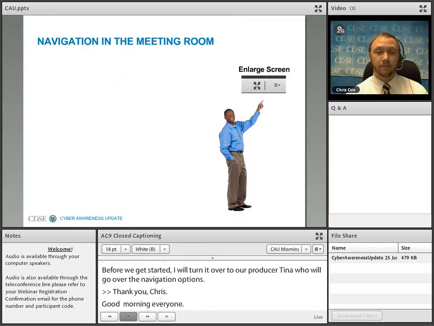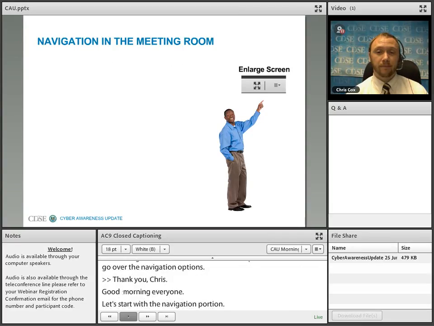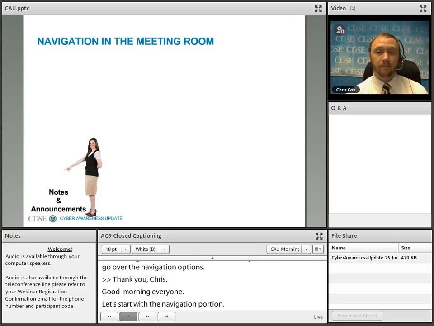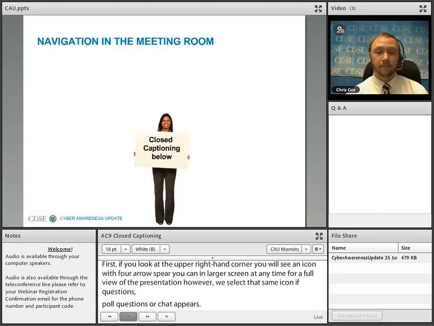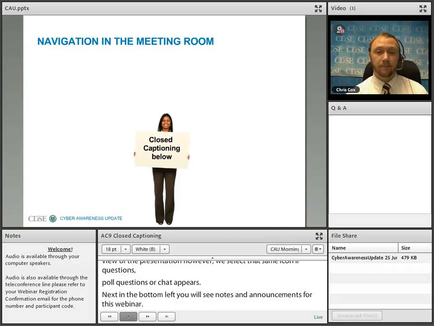If you look in the upper right corner, you'll see an icon with 4 arrows. You can enlarge your screen at any time for a full view of the presentation. However, reselect that same icon if questions, poll questions, or chat appears. Next, in the bottom left, you'll see notes and announcements for this webinar. We have closed caption directly below. This allows the audio portion to be presented as text.